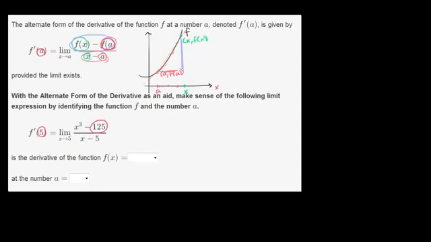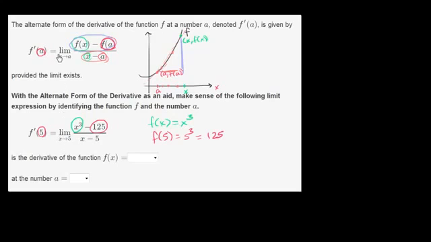Now, what about f of x? Well, here it's the limit of f of x minus f of a. Here's the limit of x to the third minus 125. And this makes sense. If f of x is equal to x to the third, then it makes sense that f of 5 is going to be 5 to the third, which is 125.